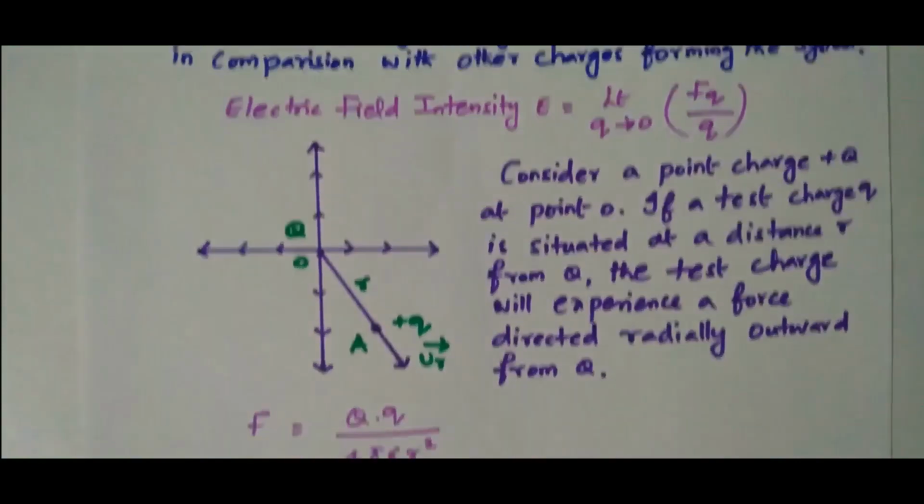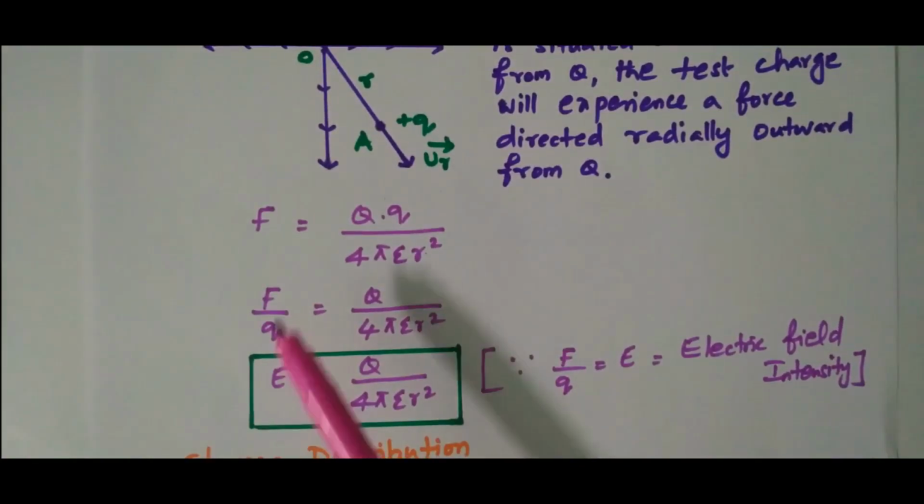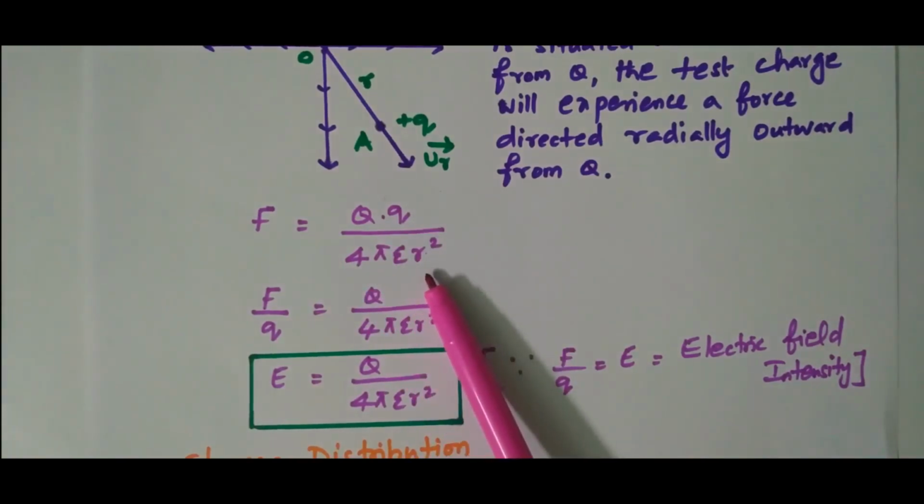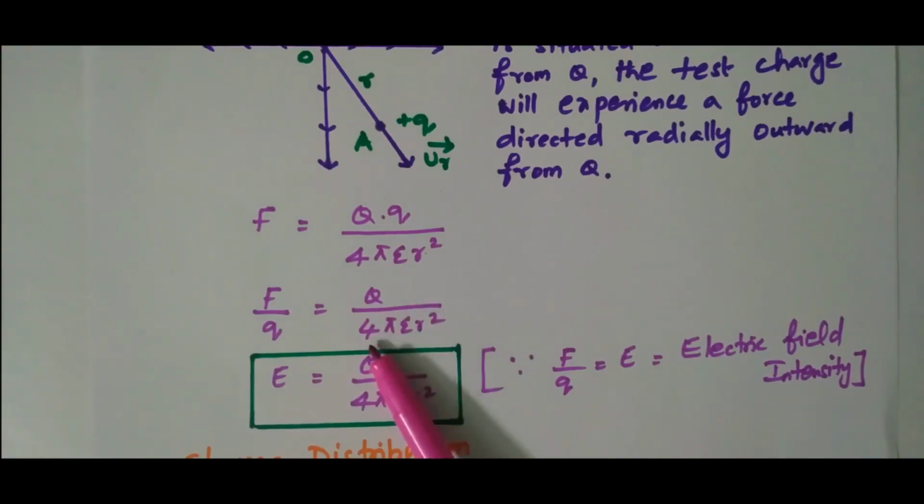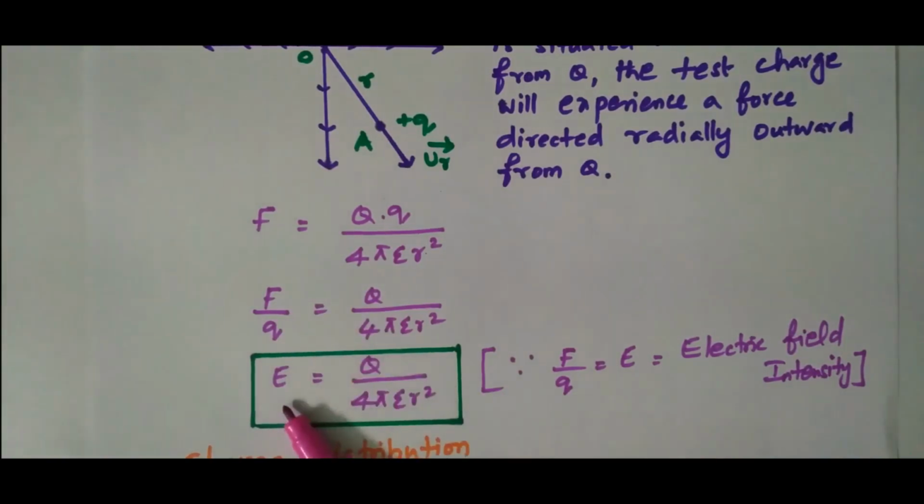That force is given by, based on Coulomb's law, F equal to capital Q into small q divided by 4 pi epsilon r square. That r is nothing but the distance between the charges. So bring this q to the denominator, so that we get Q divided by 4 pi epsilon r square. So this F by q is nothing but electric field intensity. So that is E equal to Q divided by 4 pi epsilon r square. So this is the general formula for electric field intensity, right?